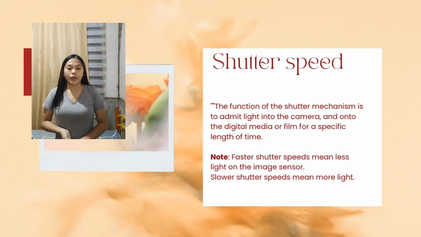For example, kung nagpipicture ka ng motor na mabilis yung takbo, you can use a faster shutter speed para ma-freeze yung galaw ng motor. Pero if you want the motion effect, you can use a slower shutter speed para makita mo yung galaw ng motor.